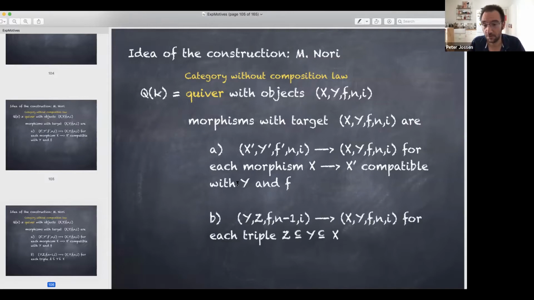Second type, I also already said, so whenever I have a triple z contained in y contained in x, I will add a morphism in the quiver that increases the cohomological degree by 1. So cohomological degree n minus 1 goes to cohomological degree n. And I think of this as a connecting morphism in a long exact sequence. And I don't have to say how I compose these morphisms of type A and B.